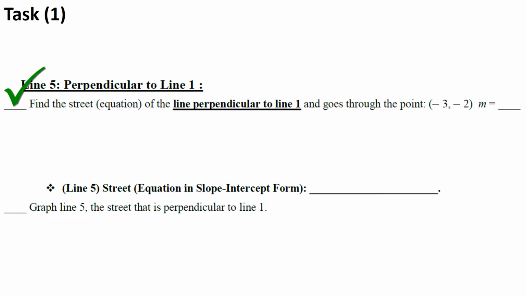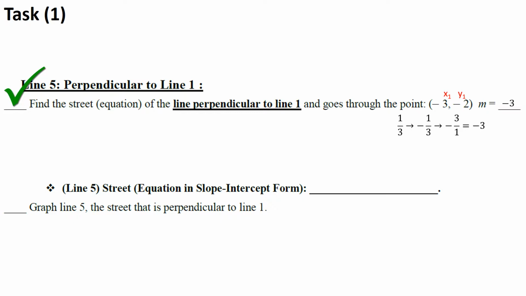In order to do this, we're going to identify our x1, y1, which is (-3, -2). But we've also got to take our slope through the process of finding the negative reciprocal. The original slope of line 1 was 1/3. If we change the sign, that becomes -1/3. And if we take the reciprocal, or flip it, it becomes -3/1, which simplifies to -3, and that is our perpendicular slope.